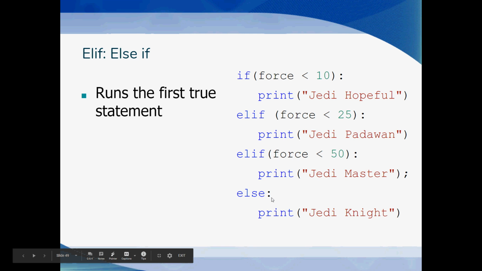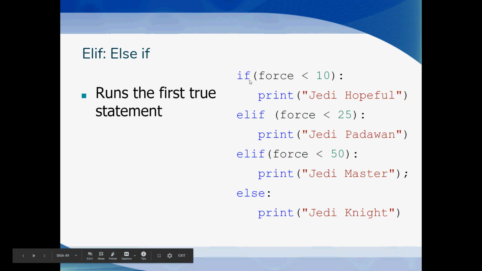So in this condition, if our variable force is equal to 5, it will run this condition right here, and 5 is less than 10, so it will print out Jedi Hopeful. Now suppose that our force variable is 12. It's going to come in, this is a false statement, so it will check this statement. This is now true because 12 is less than 25, so it will print out Jedi Padawan, and then it will skip over the rest of these conditions.